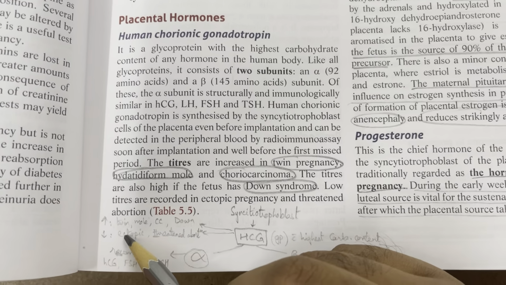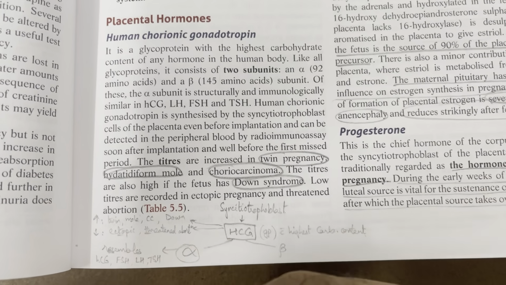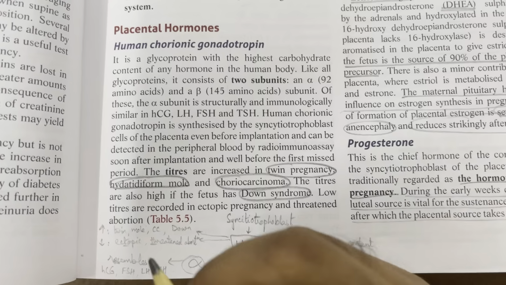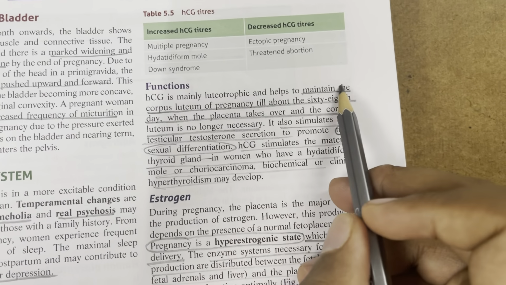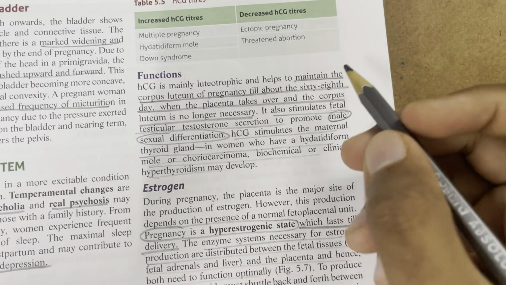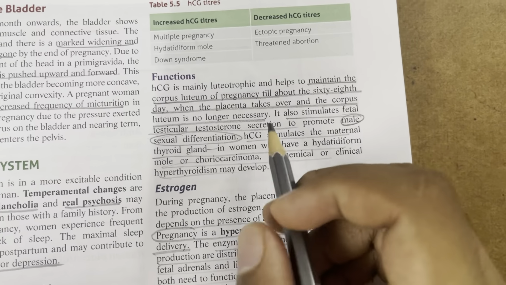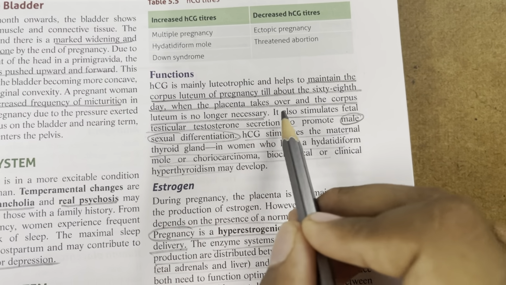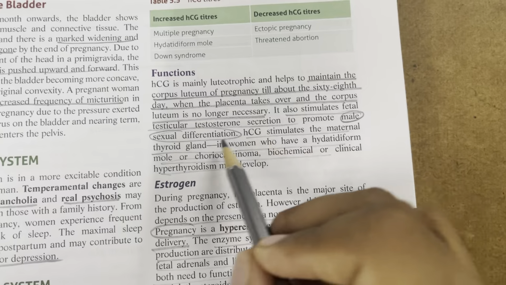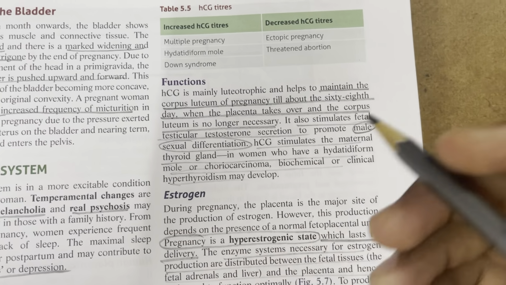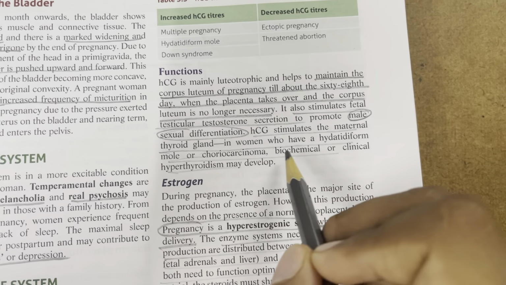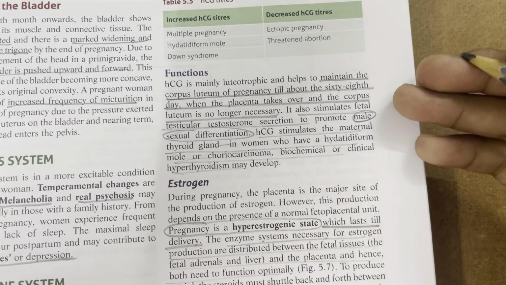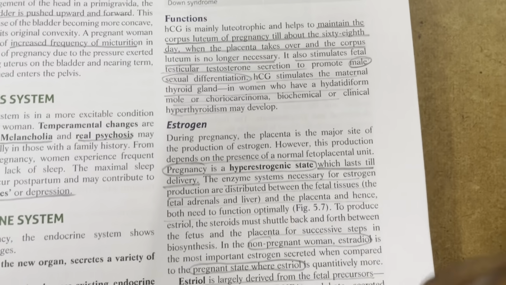It is decreased in threatened abortion, ectopic pregnancy, and abortion. Functions: it maintains the corpus luteum till about the 68th day. I like to remember it as 69, so the 68th day, when the placenta takes over and the corpus luteum is no longer necessary. It also stimulates fetal testicular testosterone to promote male sex differentiation, and also it stimulates the maternal thyroid gland. So in women, especially when there is increased HCG, hyperthyroidism may develop.